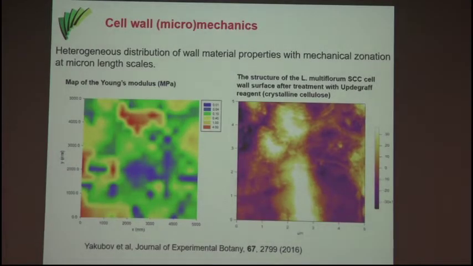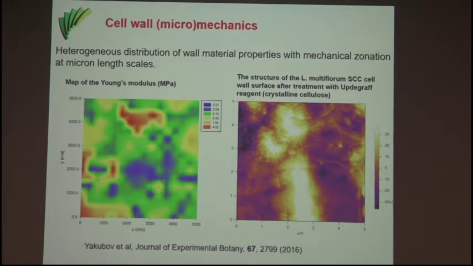So here on the left is a map of the Young's modulus, that's the compressive strength of the material, as a function of position. This is nanometer scale, a 5 micron by 5 micron piece, in this case of the suspension cultured cells of a ryegrass. You can see there's a significant patterning in here, and a large, more than an order of magnitude, variation in Young's modulus at roughly the micron length scale. So the patterning is about the micron length scale.